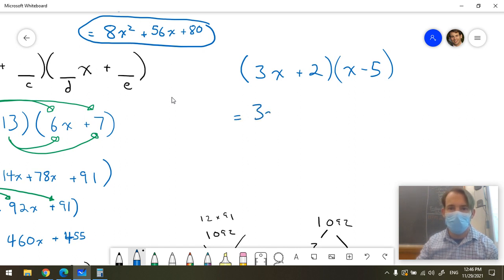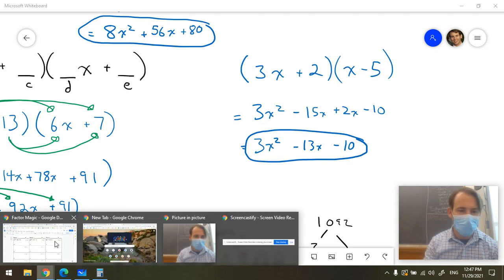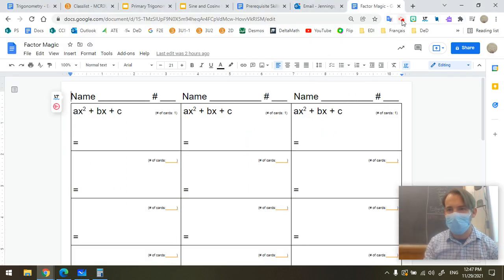That would give us 3x squared. 3x times minus 5 is minus 15x. 2 times x is plus 2x. And 2 times negative 5 is negative 10. So this would give us 3x squared minus 13x minus 10. Another problem that you could give, a three-card problem that used the numbers 3, 2, and 5 to create this problem. So that gets you going, and keep going making your problems, everyone. Ask me if you have any questions.